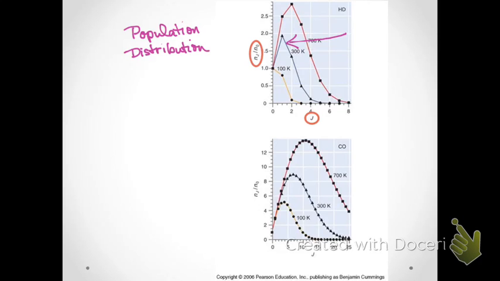And what we'll note here, which is fairly important, is that as the temperature increases, the maximum value of J increases. That should make sense simply because as the temperature increases, we're going to populate more molecules at the higher energy states, and we should expect that situation where the maximum J increases as the temperature increases.